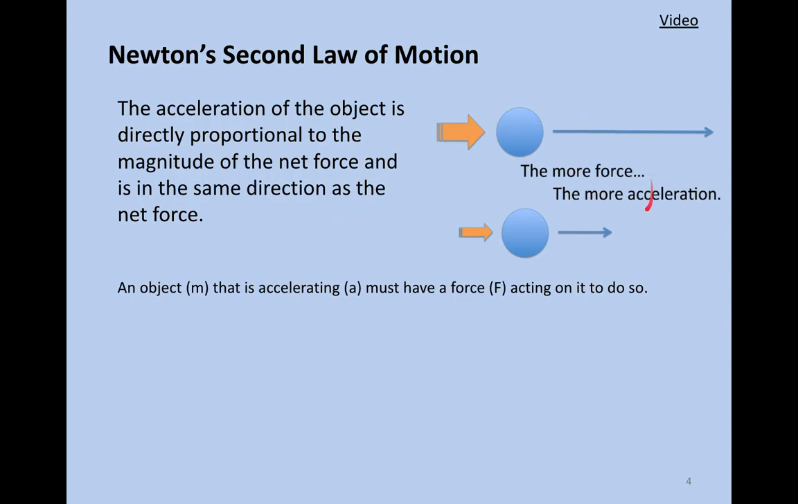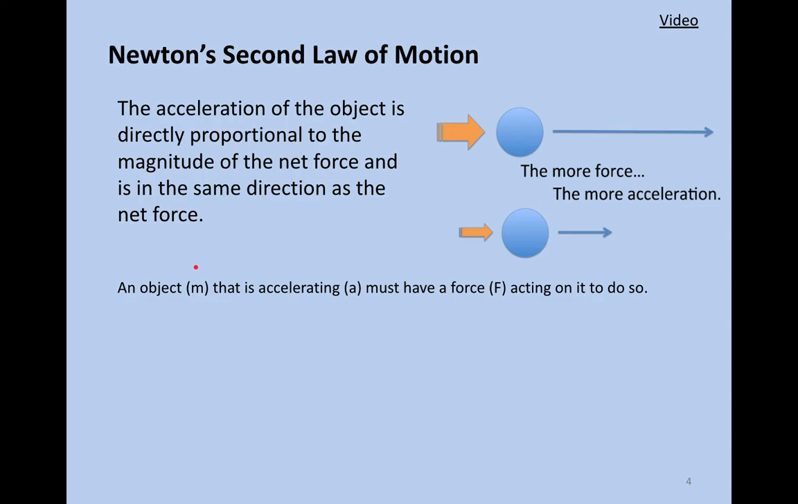Let's look at these two diagrams. The force is big, therefore the object will accelerate at a greater rate. So here's your acceleration line, which is bigger. Here's the object, okay, which is bigger than this one. The object is the same mass, the force is smaller, the acceleration is smaller.